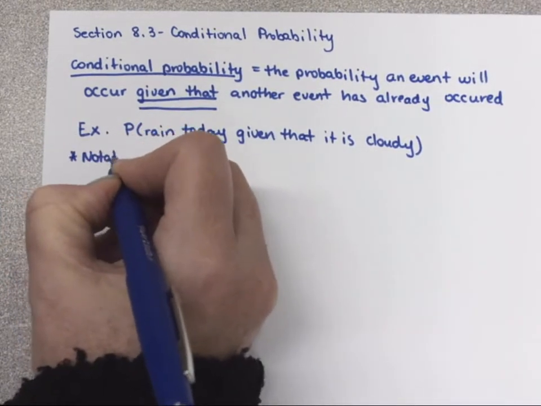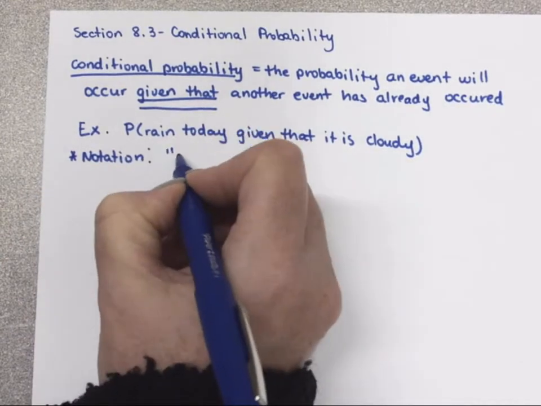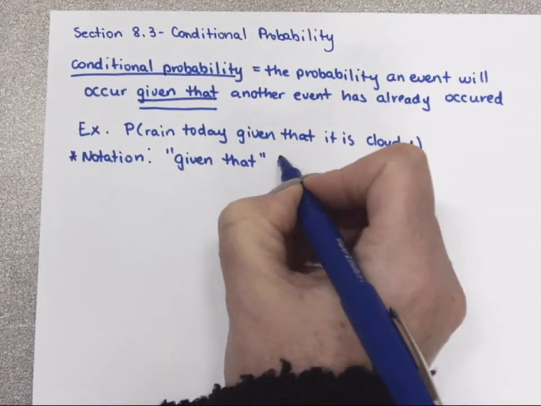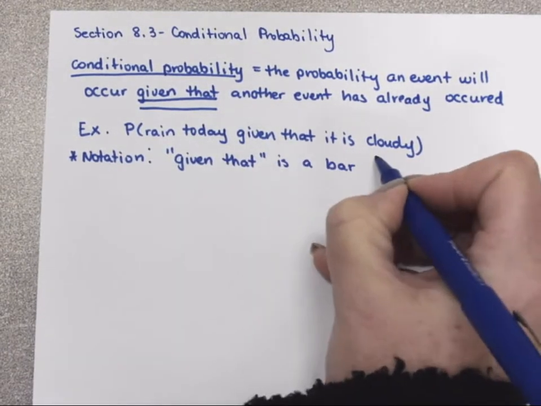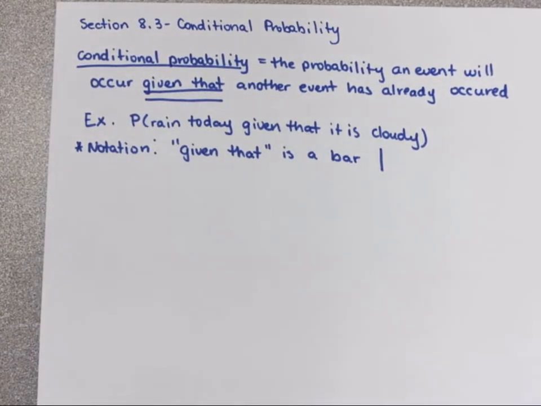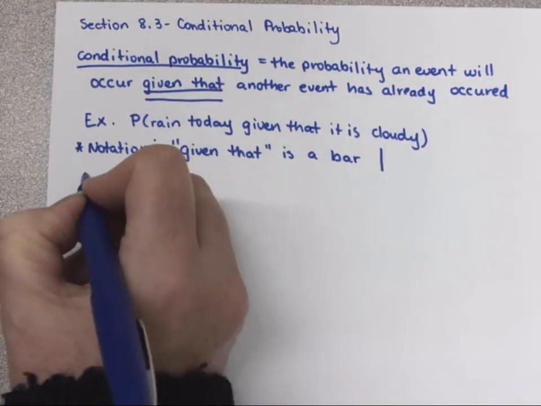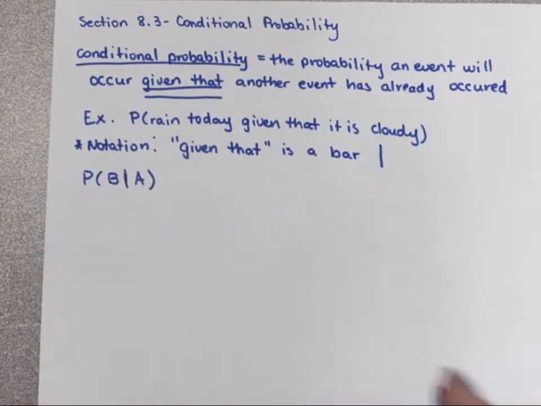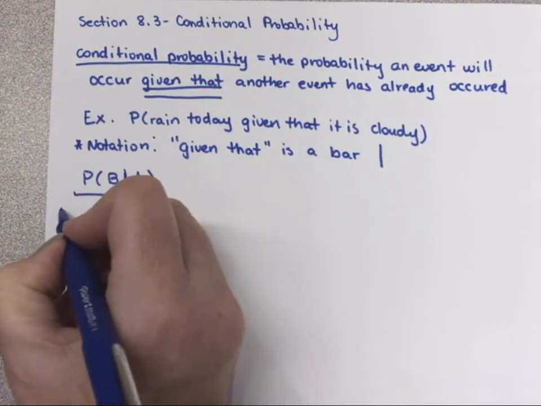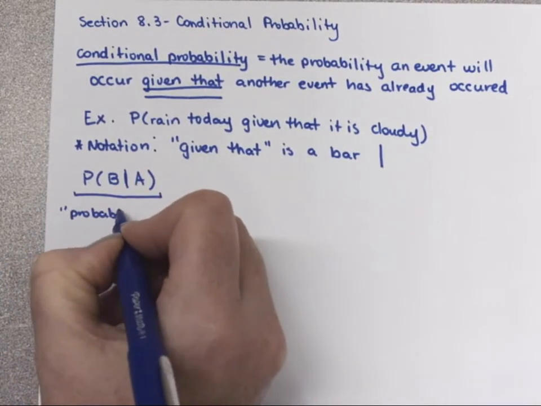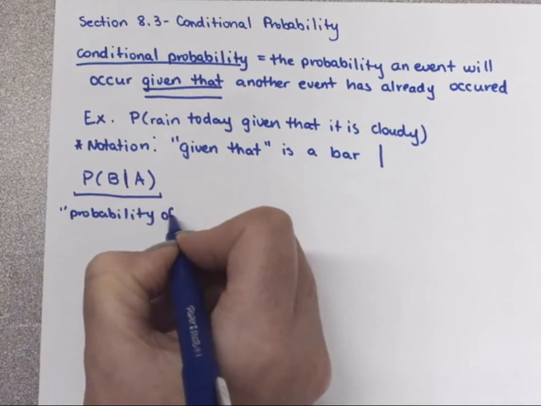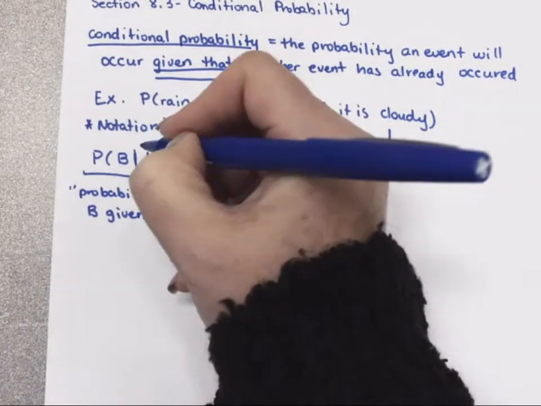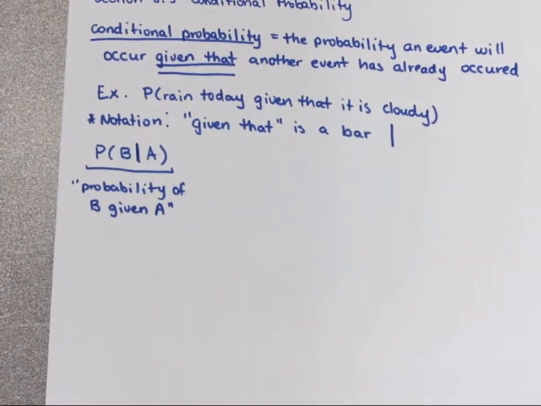That phrase, "given that," is actually going to be so common in probability that we actually have a symbol for it. So when you want to state that something has already occurred, it's a bar, or a straight up and down line. So when you see this right here, this literally means the probability of B given A. That's how you would say that notation there. Okay, so the bar literally means the words "given that."